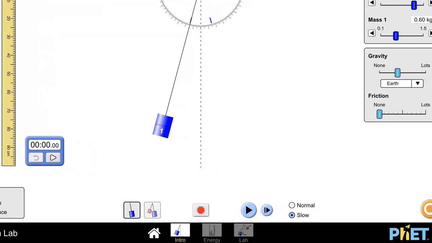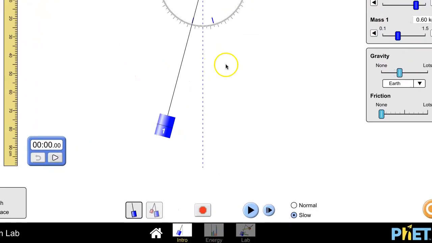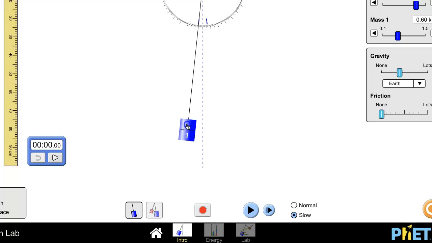Okay, here. And of course gravity, we're going to keep it Earth. And then for the angle, I'm going to start from 5 first. Okay, and I can start the pendulum. Okay, and then count 10 times. Okay, then this is 1.